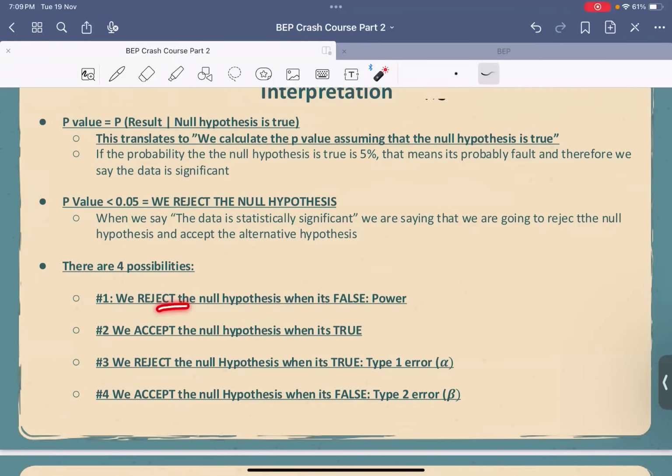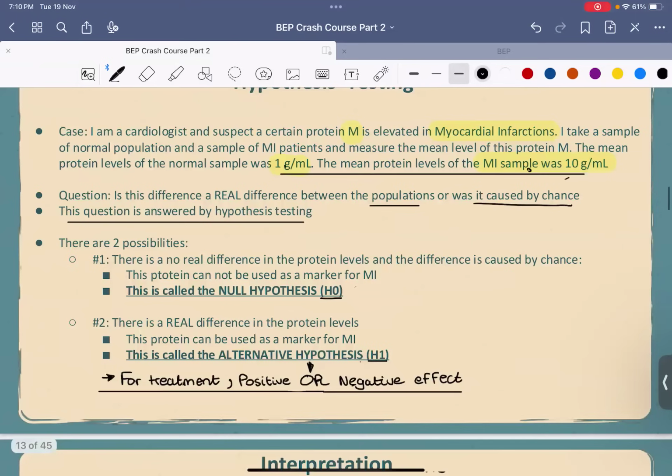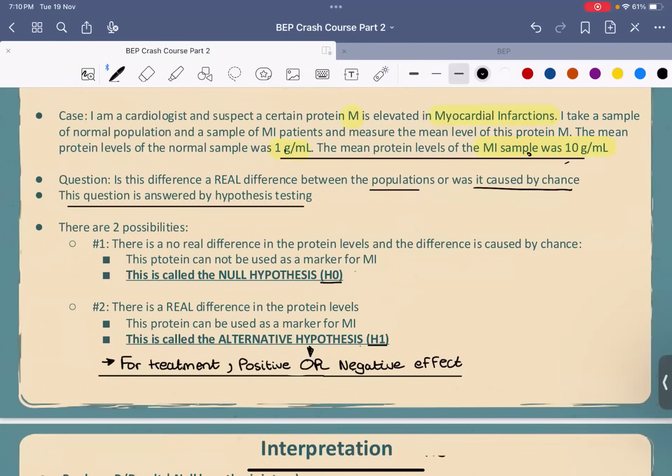We can reject the null hypothesis and it's false, okay? And that's perfect, right? We're basically here accepting the alternative hypothesis. Now, from now on, guys, I'm not gonna use both perspectives. I'm only gonna talk from the perspective of the null hypothesis. When I say reject null hypothesis, that's automatically accepting the alternative hypothesis, okay? So if I say, for example, we reject that there is no real difference in the protein levels, then I'm accepting this right away, right?